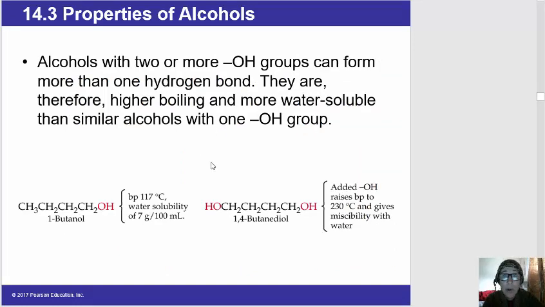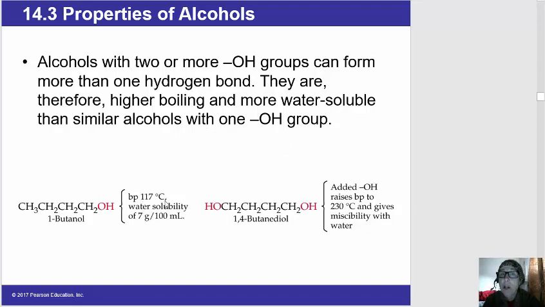Now, diols, or alcohols with more than one OH group, can form more than one hydrogen bond, and therefore they're going to have higher boiling points because they'll be engaging in more hydrogen bonding and have higher intermolecular forces. They're also going to be more water soluble than similar alcohols, and by similar I mean the same number of carbons, with one OH group. So let's compare 1-butanol.